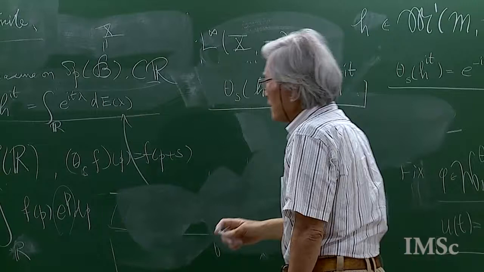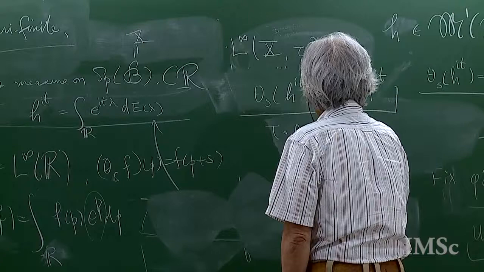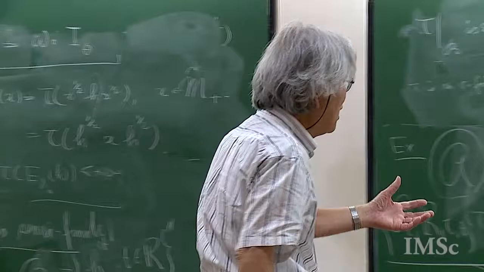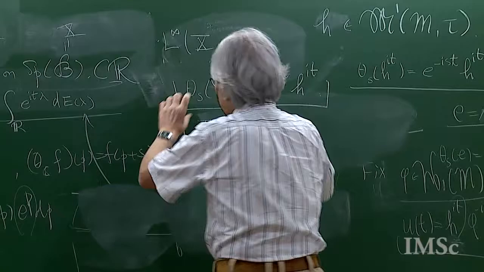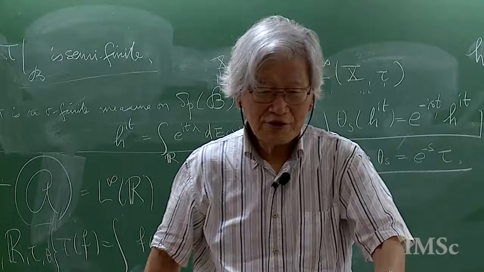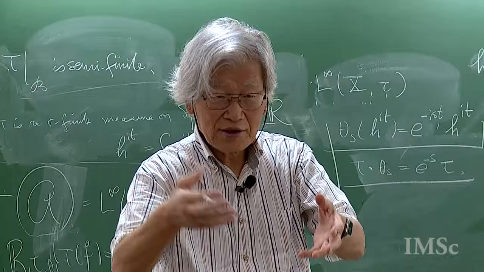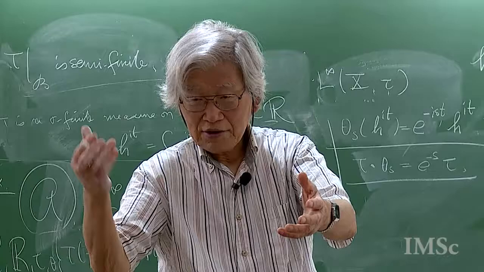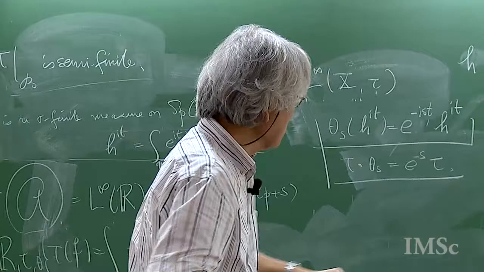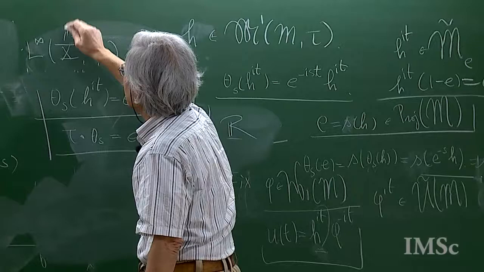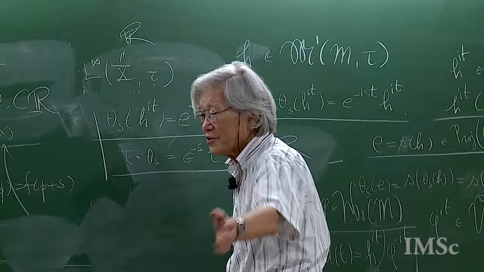And tau of theta s equals e to the minus s tau. What does this tell you? First, theta s and h to the it are satisfying the Heisenberg commutation relation. You can write theta s by a one parameter unitary group U of s representing on an appropriate Hilbert space. Then the Heisenberg relation, we know such a thing is unique. This tells you that the spectrum of h is already a line. So this x has to be the whole real line, and theta s is a translation. And h has to be the following.